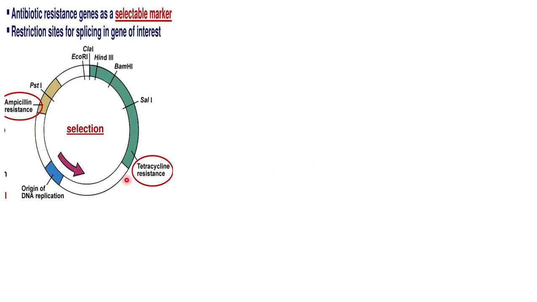So here again, we have shown a plasmid. It has a tetracycline resistance gene and an ampicillin resistance gene. These will act as markers. Let us see how. What will be done to this particular plasmid?